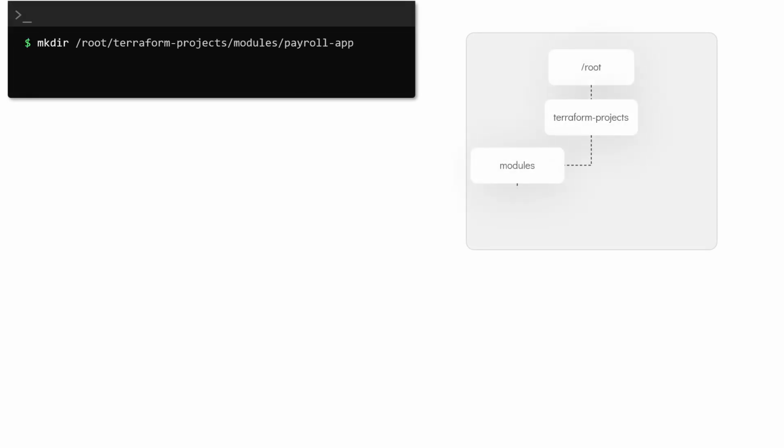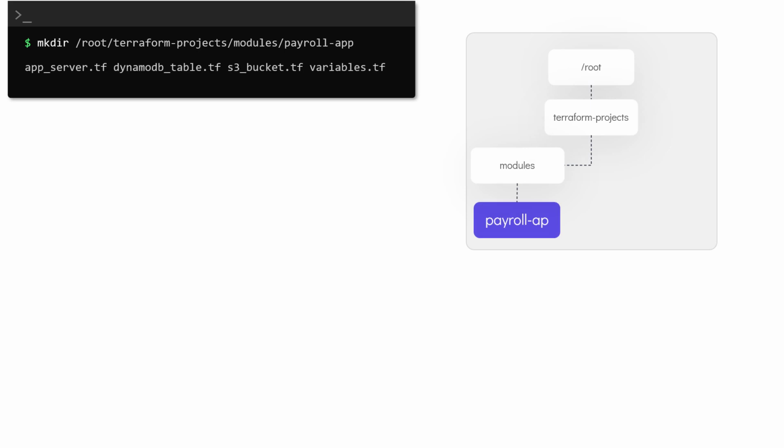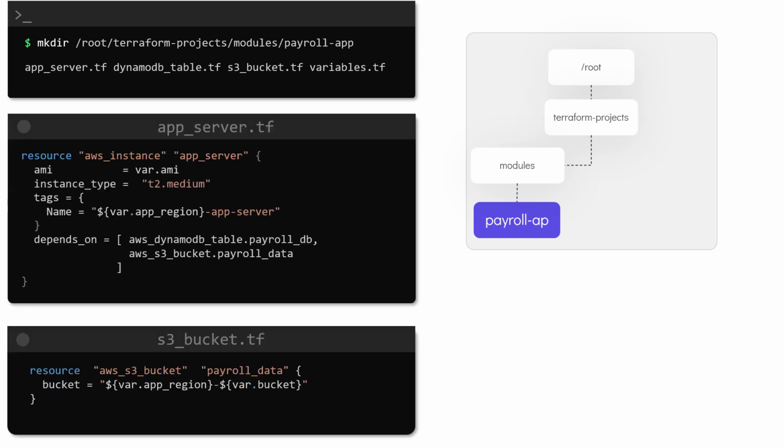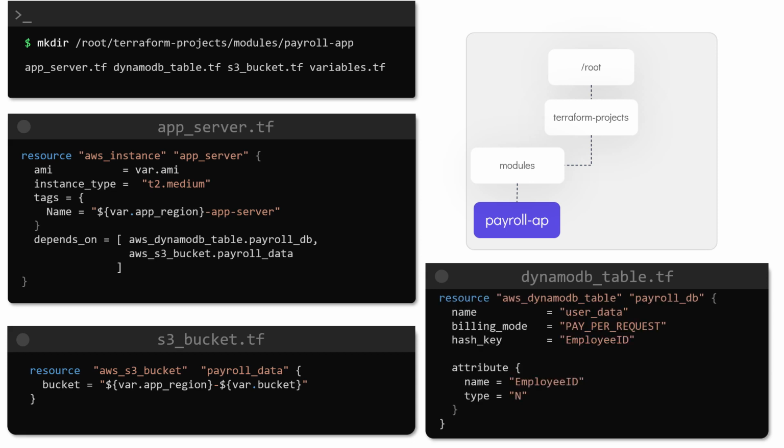And based on this high-level architecture, we can create our configuration in a directory. Since we plan to create a module, we create it under the directory called modules. For instance, let's use the path /root/terraform-projects/modules. This is where we plan to store all our reusable modules. Inside this, we have the resource block for all the required services such as the EC2 instance, S3 bucket, and DynamoDB.